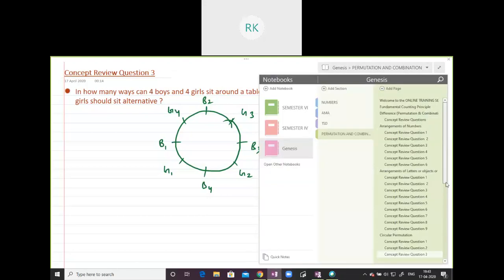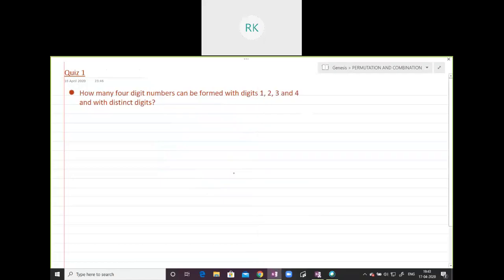Quiz number 1. Very simple this is. How much did you get as the answer for this? How many 4-digit numbers can be formed with digits 1, 2, 3, 4 with distinct digits? Only 4 digits are given, right? So 4 into 3 into 2, very, very simple, I think. Right? 4-digit number. Great, 24.